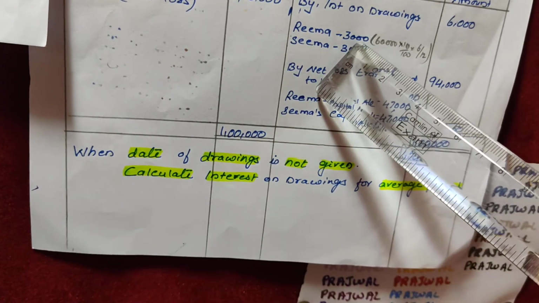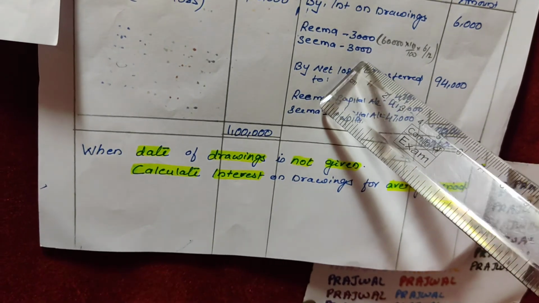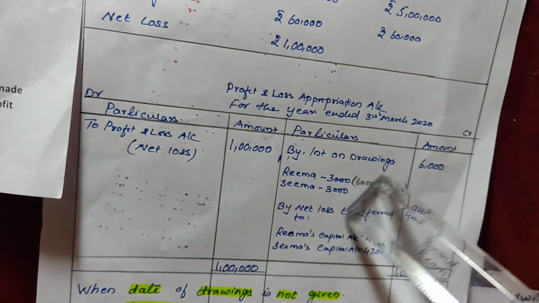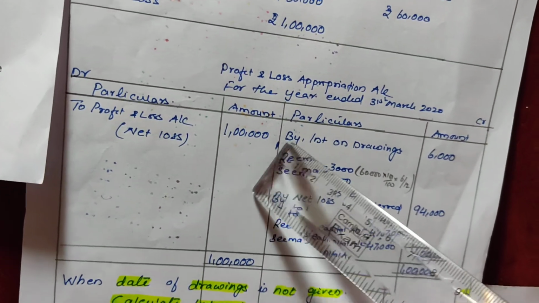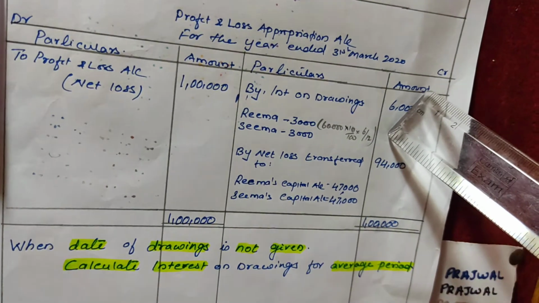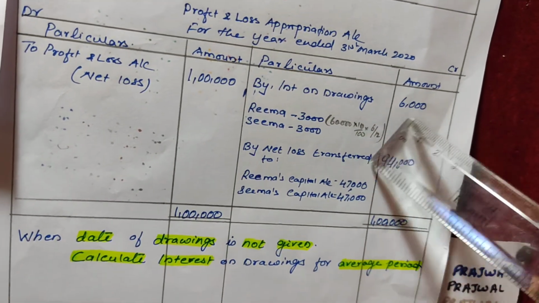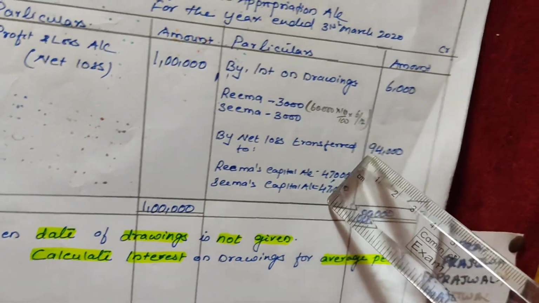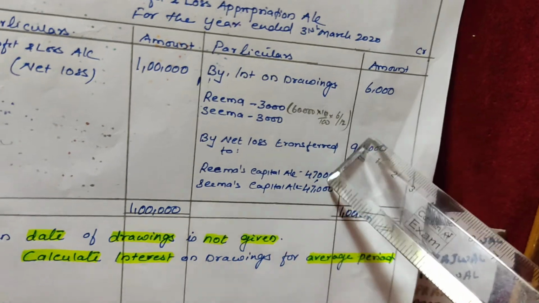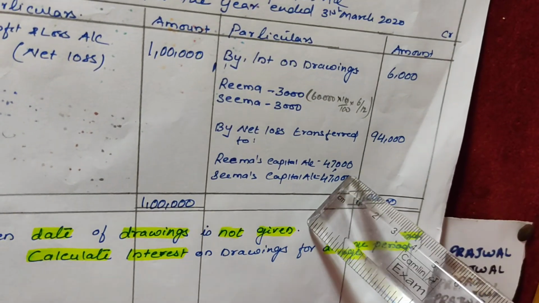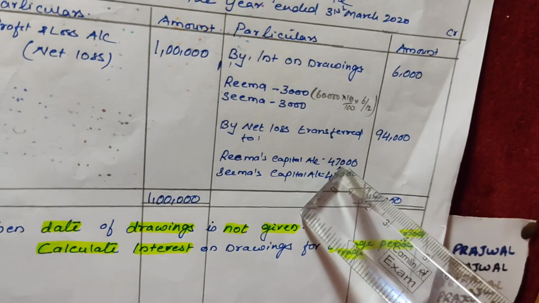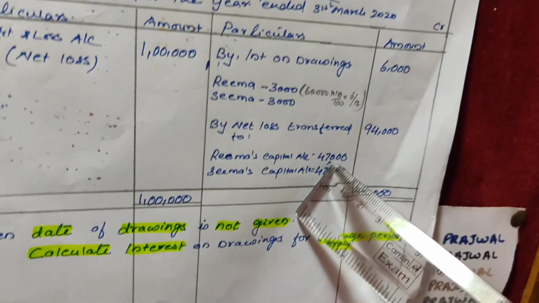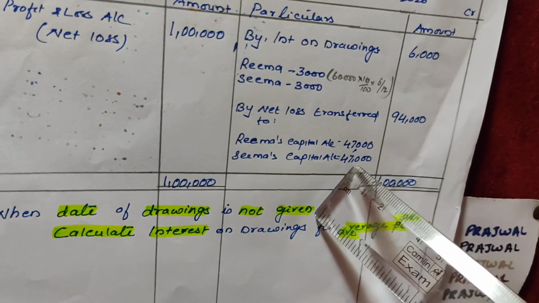So Rima's interest on drawings is 3,000. Seema's drawing interest is also 3,000. Total here we got 6,000. So the firm was having a loss of rupees 1 lakh. From this, we'll deduct this income to the firm. So your loss has been reduced by 6,000, and the balance loss is 94,000. This 94,000 will be divided among the partners in their profit sharing ratio. What is the ratio? 1:1. That means equally it will be divided among the partners.